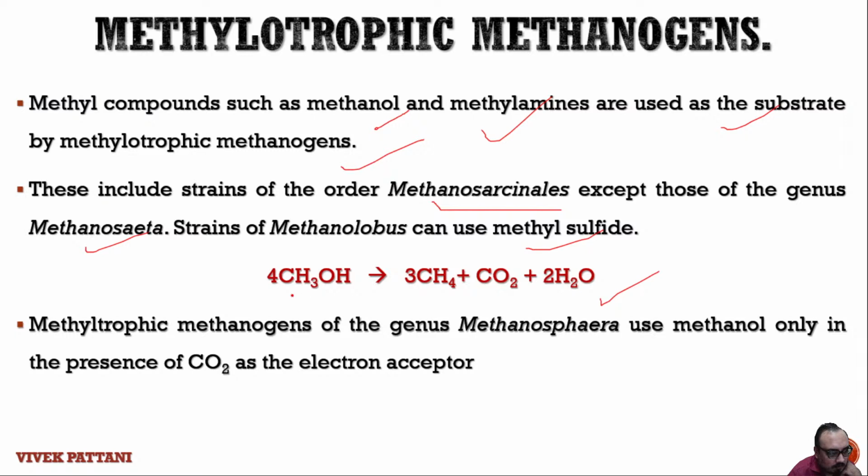Now this methyl compound, methanol, will be converted into methane, carbon dioxide and water. And the methylotrophic methanogens of the genus Methanosphaera use methanol only in the presence of hydrogen as an electron donor.